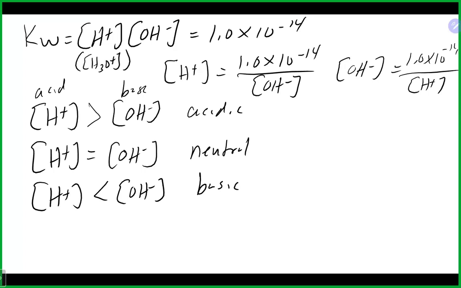Also, a reminder, when you're comparing those concentrations, the negative exponent is important. The smaller negative exponent is going to be the larger number when you're comparing them. Sometimes people just look at the number and forget about the negative part of it.